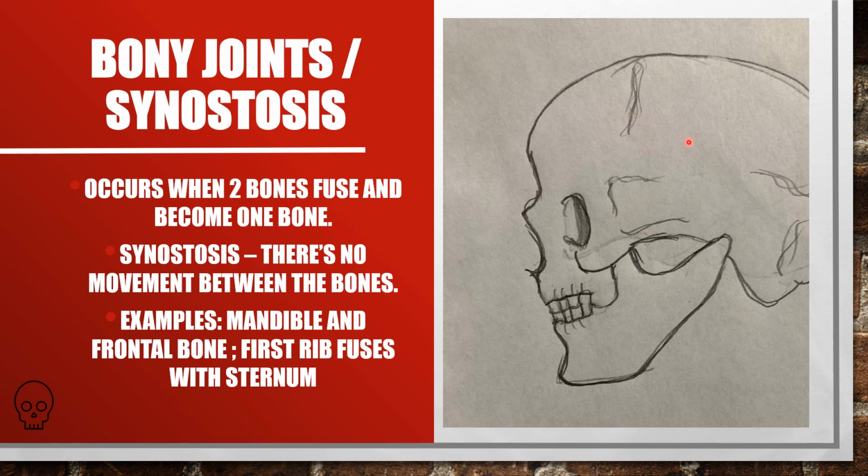So when we're an infant, these are actually kind of separated, but they fuse or they become one bone as we grow. And this also happens when the first rib fuses with the sternum, or when the epiphysis of long bones fuses with the diaphysis. So those are the other examples of bony joints.